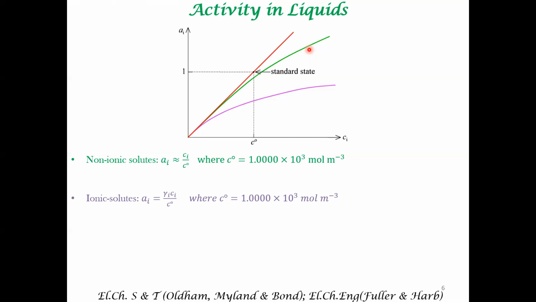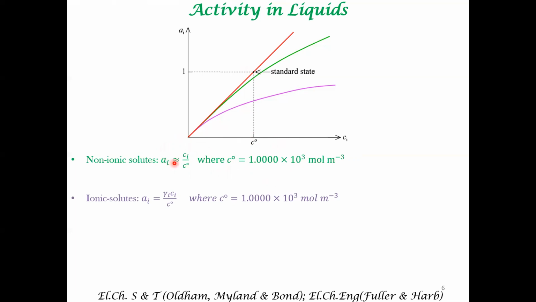What do you see? You see that the deviation from a_i equal to c_i is less in the case of a non-ionic solute. So for such a system, you can approximate the activity of that species as c_i divided by c naught, where c naught is a standard state. You take some standard concentration c naught here, and you can discuss the activity of that species.